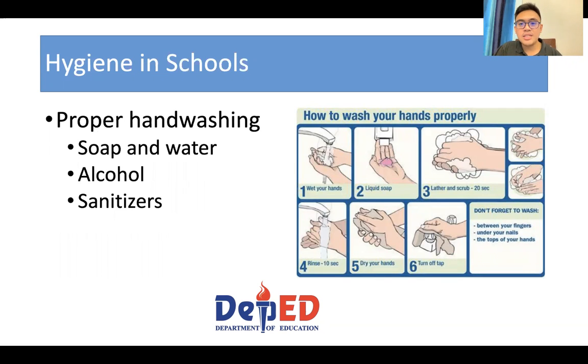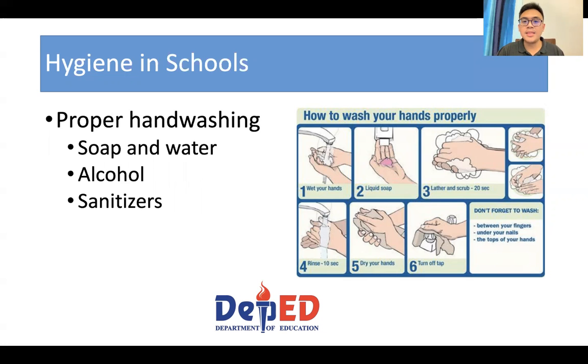Of course, hygiene is very important to practice, especially in our schools. So one of the key and most basic ways that we can actually protect our community in our schools is by practicing proper hand washing. This can be done with soap and water, alcohol, or even sanitizers. Of course, if there's no access to soap and water, we can opt for the last two. And on your right, you can see the different steps in hand washing.